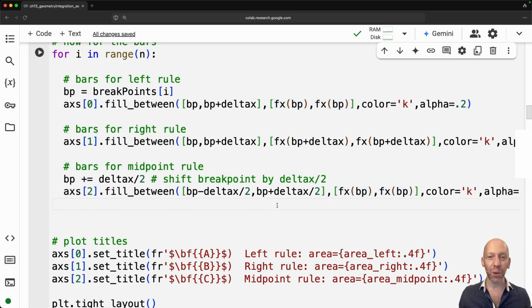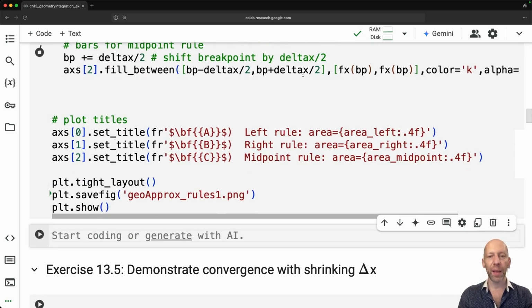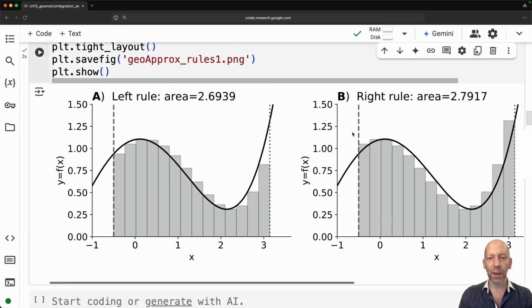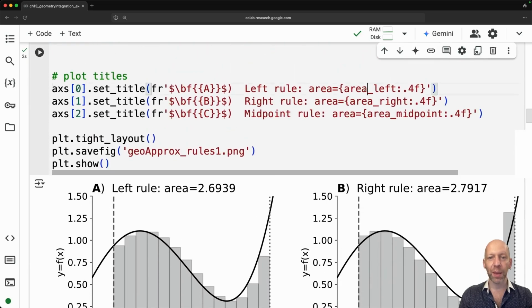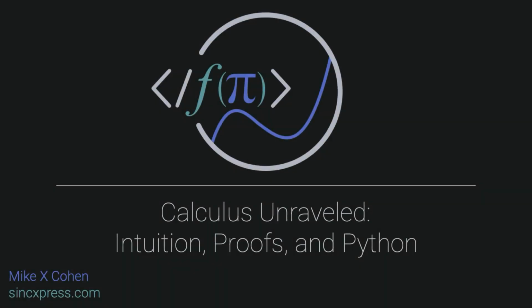Once you see the code, I hope you appreciate that it's not so difficult thinking about how to calculate and visualize the left rule, the right rule, and the midpoint rule. And then, let me scroll back up here. These are the variables that we calculated, the approximations that we calculated in a previous exercise. And that's what gives us the nice figure that we have here.